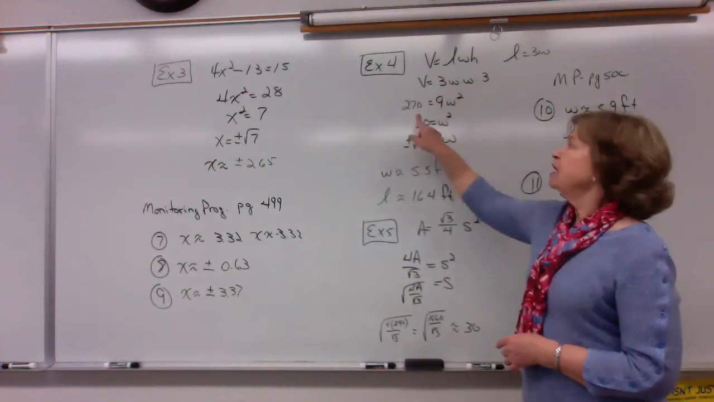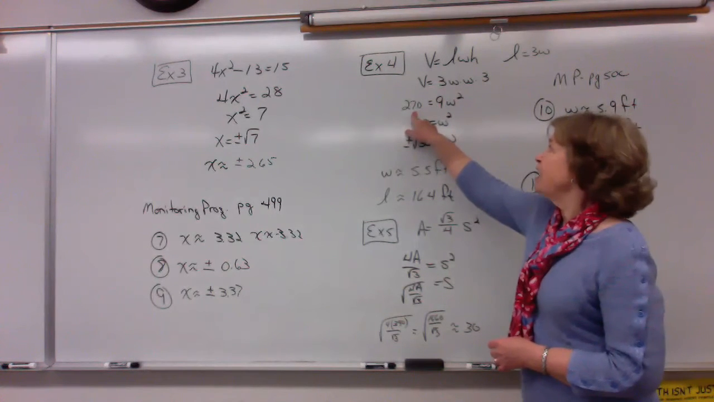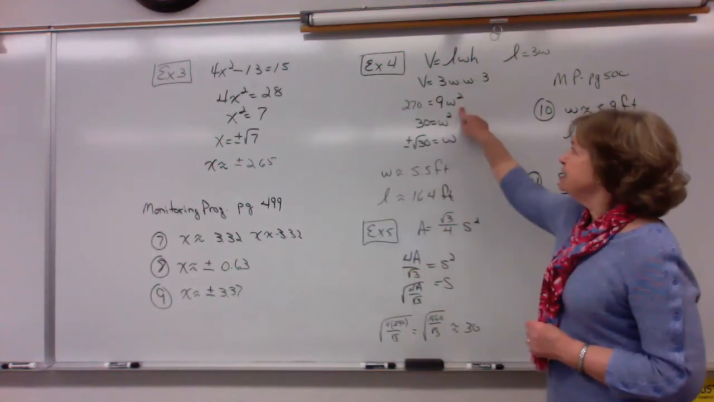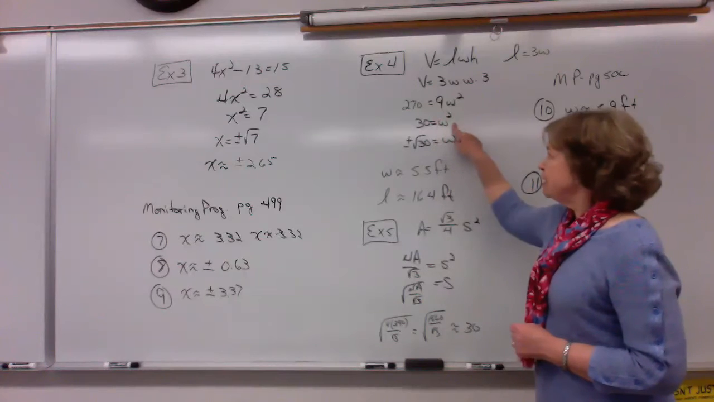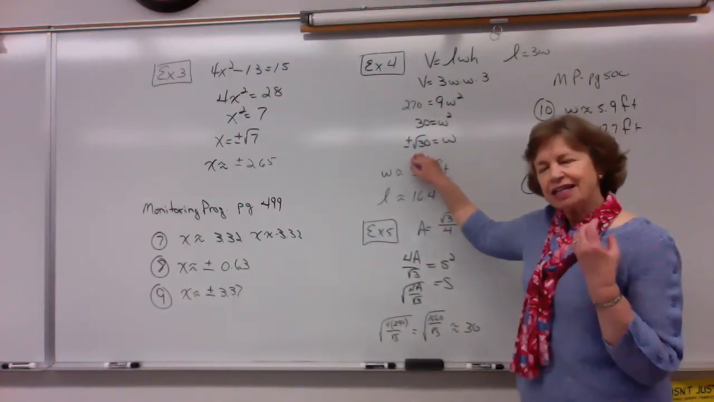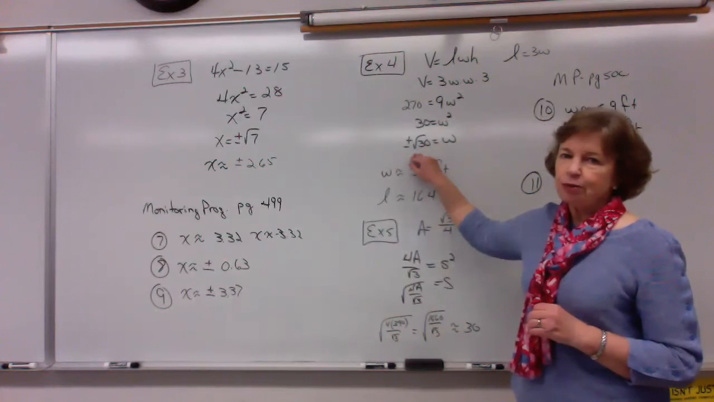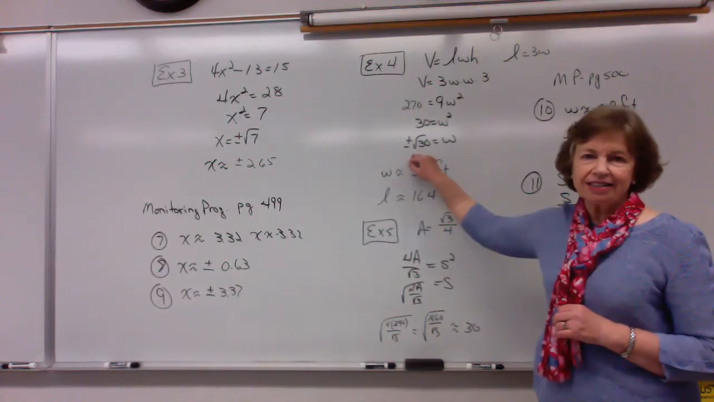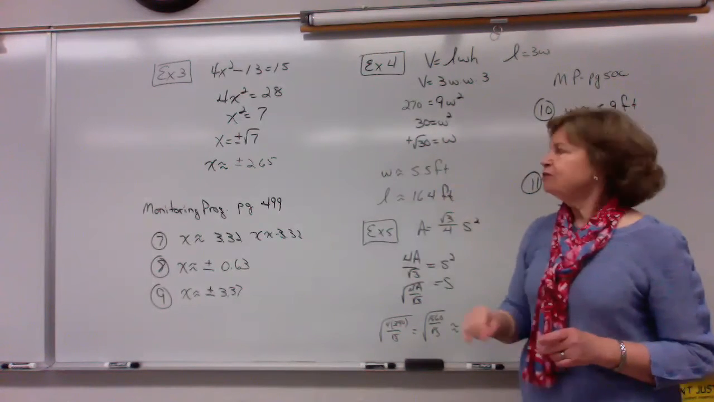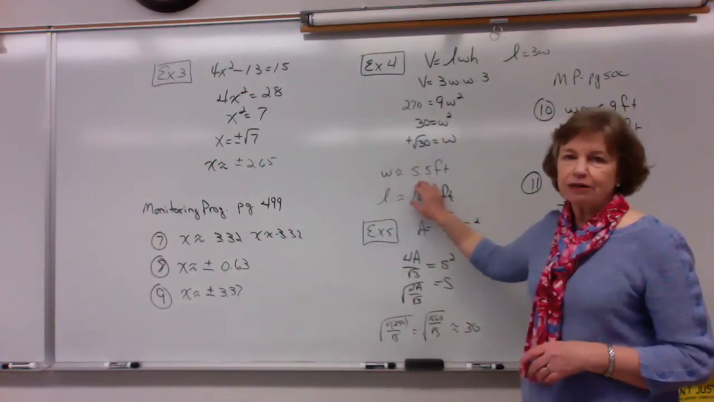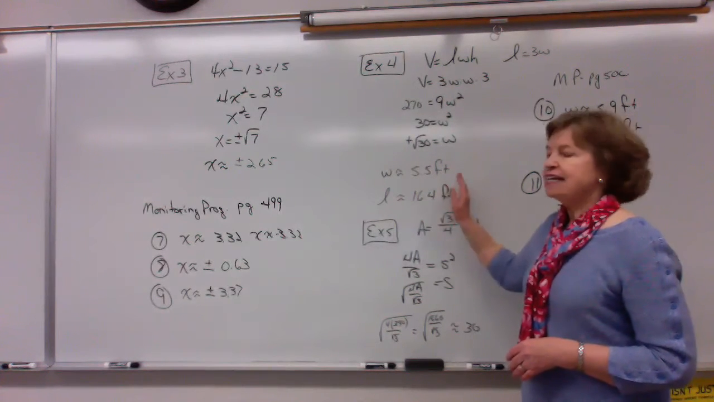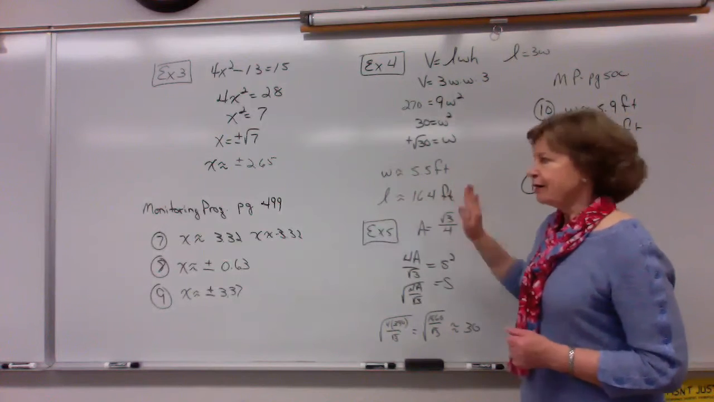Plugging in the numbers that we know, 270 cubic inches was the volume, and when I do the work on this side, I find out that's 9w squared. I'm going to solve for w squared and find out that w was plus or minus the square root of 30. Plus or minus mathematically, but in the context of a word problem, can I have negative widths or lengths? No, I cannot. Therefore, I'm only going to use the positive value and find out that the width was approximately 5.5 feet. 3 times that is 16.4 feet. And so the width and the length that we were asked to find is right there.